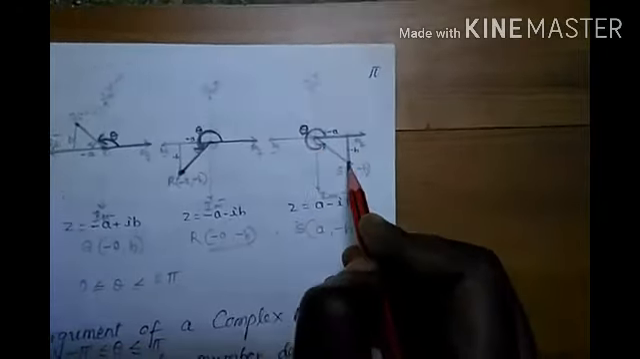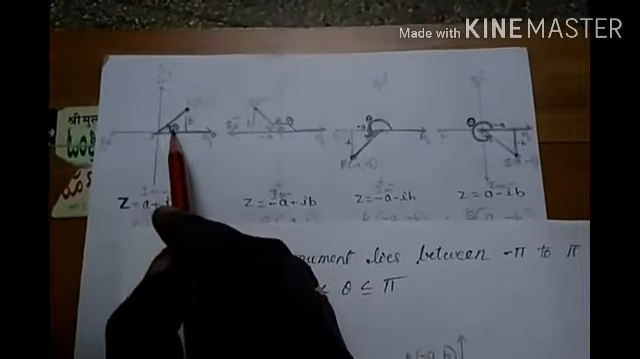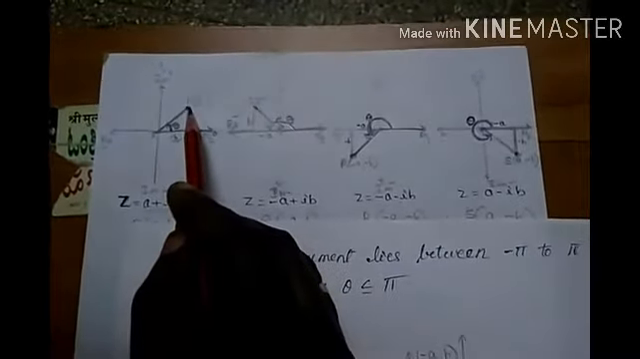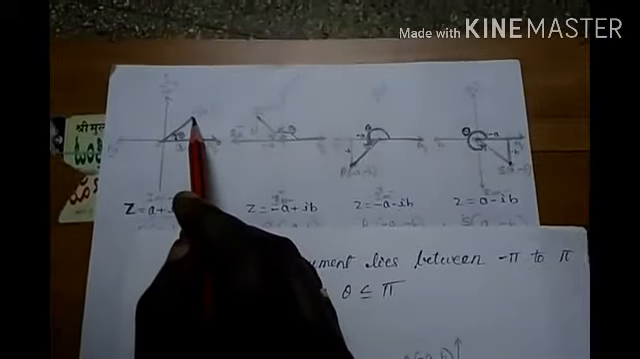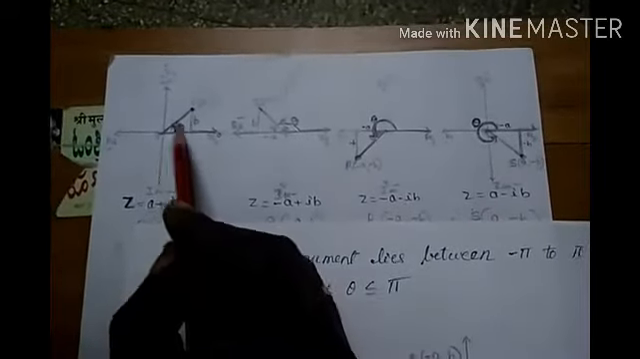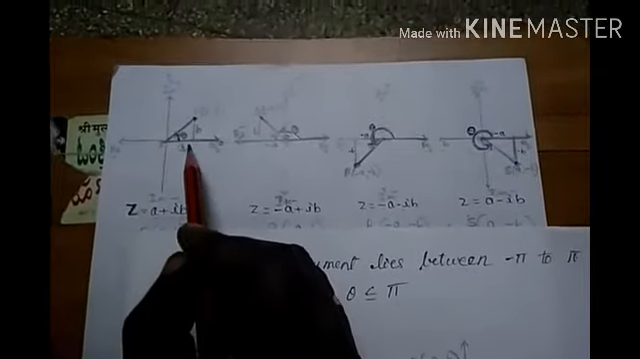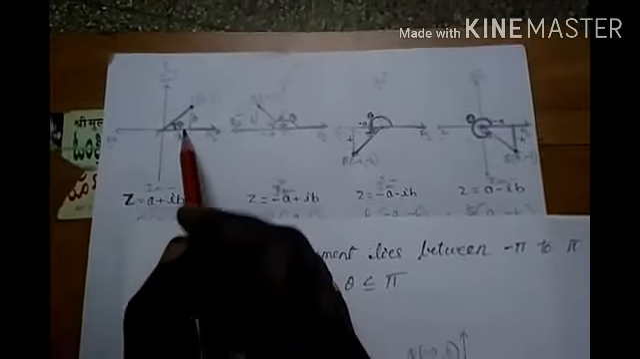See the first diagram. Here we can say that the theta value is in the first quadrant. In the first quadrant, the theta value lies from 0 to pi by 2. So it satisfies, that means the theta value is in this range only. Now, let us check the second diagram.